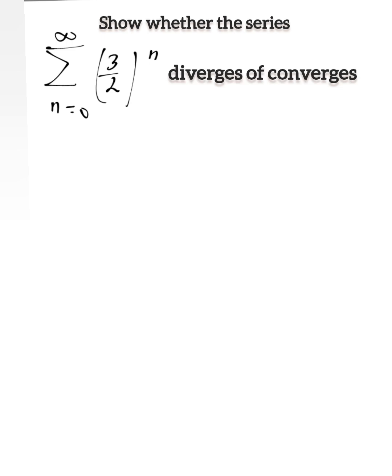Show whether the series, which is the summation from n equals 0 to infinity of (3/2)^n, diverges or converges. So, solution. Now, is it a geometric series? Of course it is, because it is of this form: the summation from n equals 0 to infinity of (a/b)^n. So if we have any series of this form, it is a geometric series.